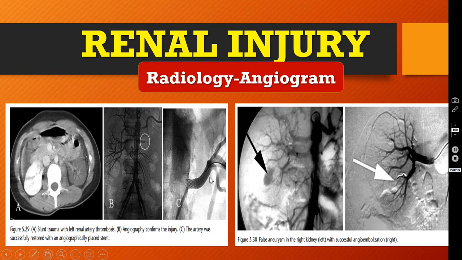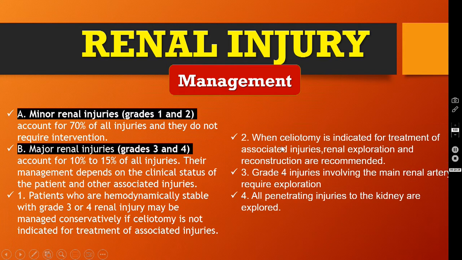Here you can see the stent in the left renal artery. Here it is occluded. Here they have put a stent in the left renal artery. Okay, this you can do, or in case of a false aneurysm in the right kidney, you are seeing in the angiogram a false aneurysm. This can be treated with therapeutic embolization or angioembolization. Coil, you can inject the coil through the vein. It will go as a spring coil and that will occlude the bleeding site. So this is the importance of doing arteriogram.